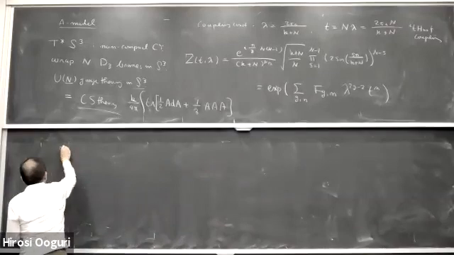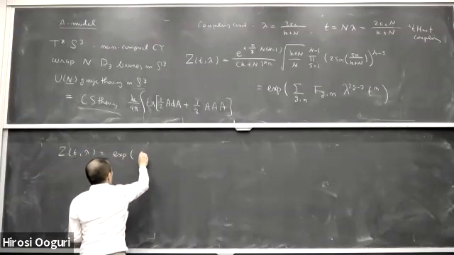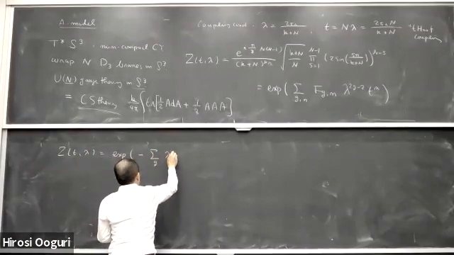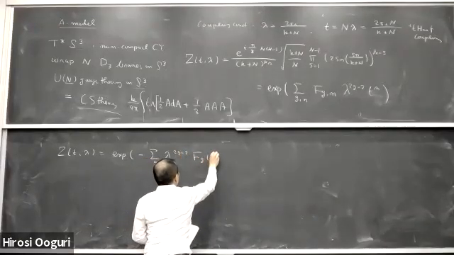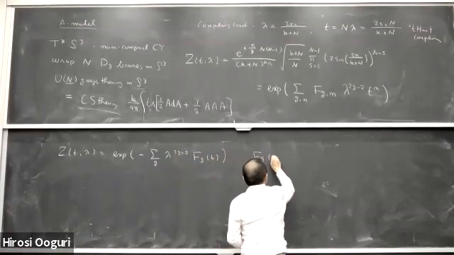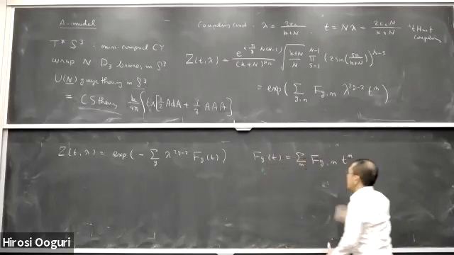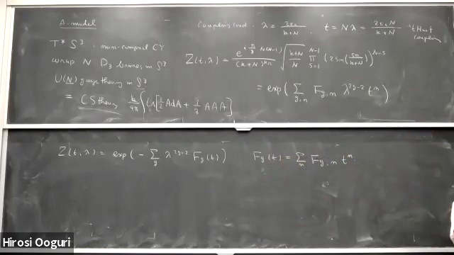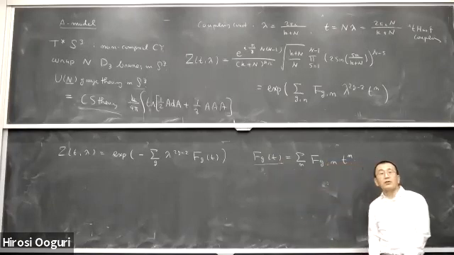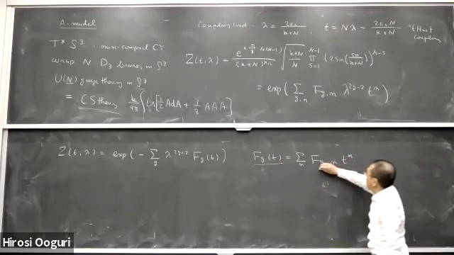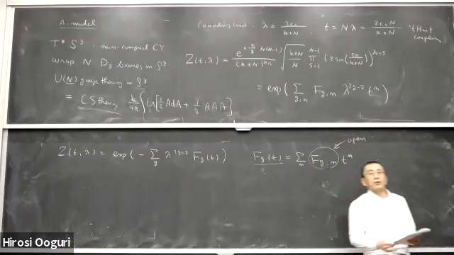So we can write F of t and lambda as exponential of minus the sum over g of lambda to the 2g minus 2 times Fg of t, where Fg of t is the sum over n of Fg,n times t to the n. We can calculate this using that formula. So this is what we wanted to do. This is an open string amplitude. Can we interpret this as a closed string amplitude?